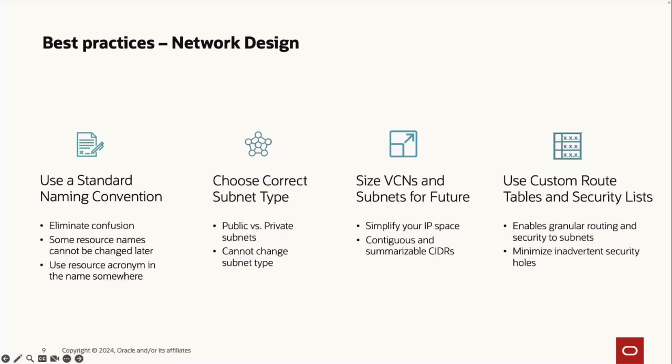The example there is you might have a public subnet and a private subnet sharing the same route table. However, you need a default route for the public subnet going to the internet gateway, and a default route for the private subnet going to the NAT gateway. You can't do that on a shared route table. So create custom ones for each subnet. And then you can be very specific on your rules and your route table entries, with only what you need for that subnet.